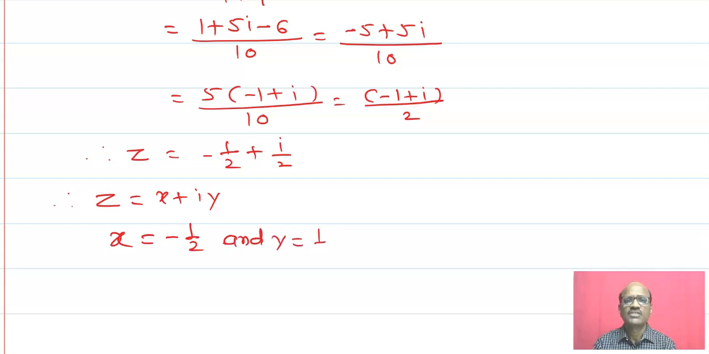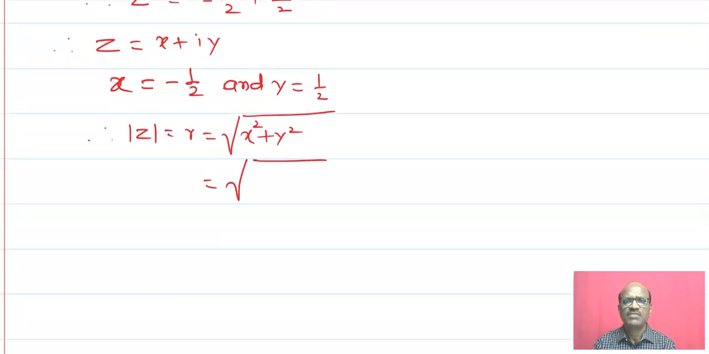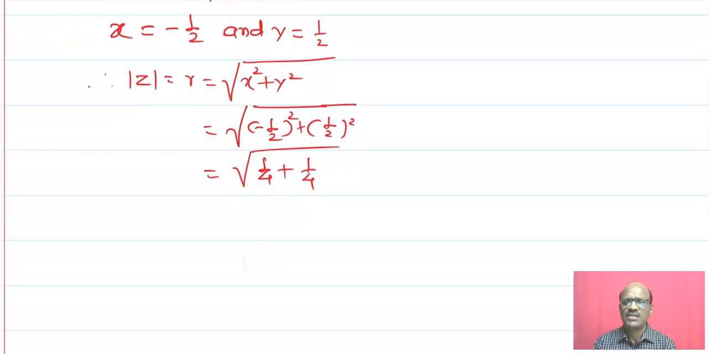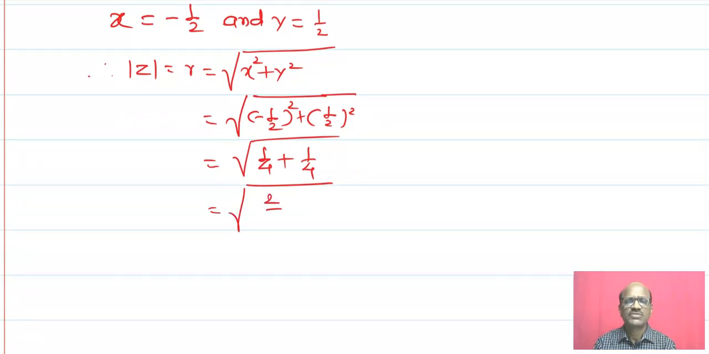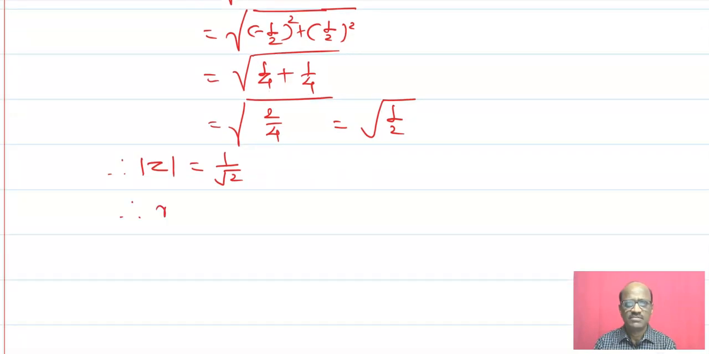Now to find out the modulus, that is the mod of z, I always express the complex number in this fashion, that is z equals x plus iy. The value of x is minus 1 upon 2 and y is 1 upon 2. Mod of z equals r equals under root of x square plus y square. That is minus 1 upon 2 bracket square means what? 1 by 4 plus 1 by 4. If you add it, then you are getting 2 by 4, which is nothing but under root of 1 upon 2. Therefore, the mod of z is 1 by root 2.